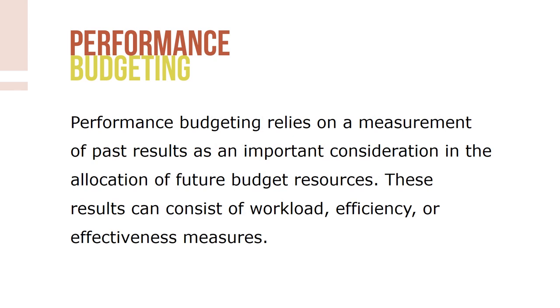Performance budgeting relies on a measurement of past results as an important consideration in the allocation of future budget resources. The results can consist of workload, efficiency, or effectiveness measures. Performance budgeting has obvious advantages, especially to managers who need some way of determining what's being accomplished with the money they're receiving. But there are many units of government that find it difficult to measure outcomes, especially in the short run.